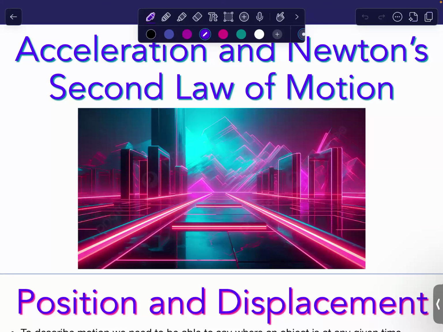New chapter? Yep. Acceleration and Newton's second law of motion. Okay, so we've done laws 1 and 3. Now we're going to look at the more famous one, law 2.